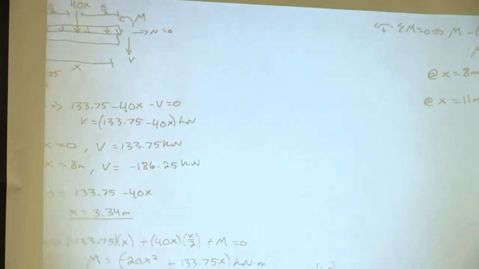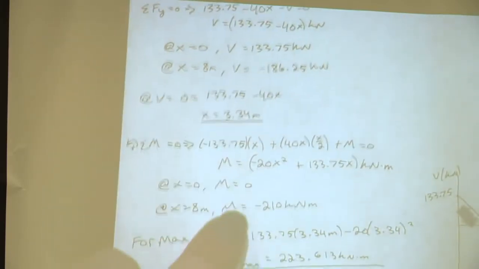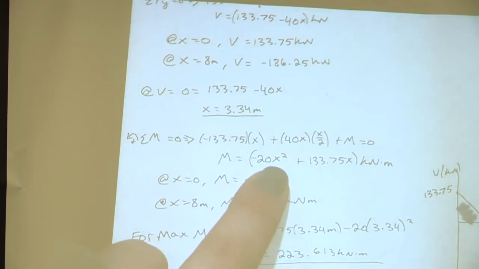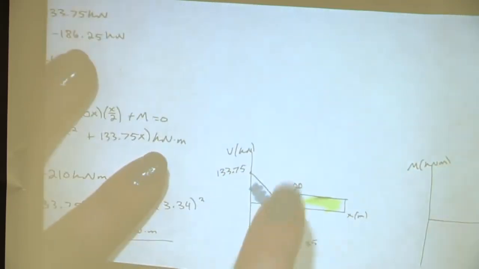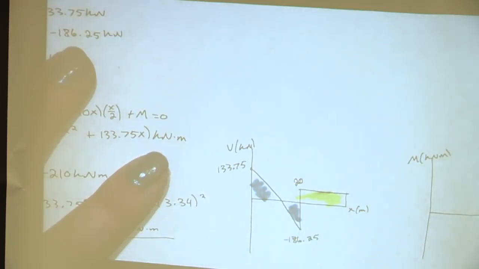Okay, awesome. So if we go back over here, you can see that our moment equation was in terms of x squared, which is parabolic. And also, even looking at the shear, can you use this to tell what the shape's going to be? Yes. So diagonal down is going to be concave down. Awesome.